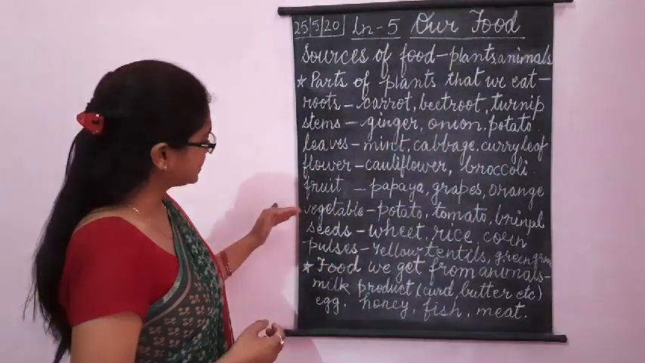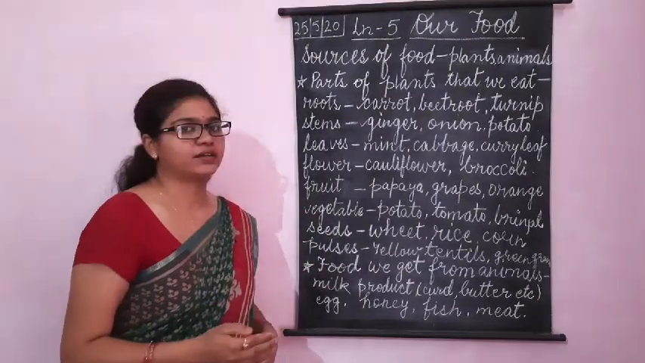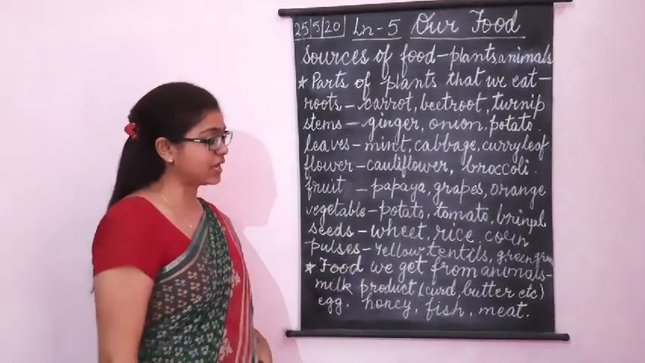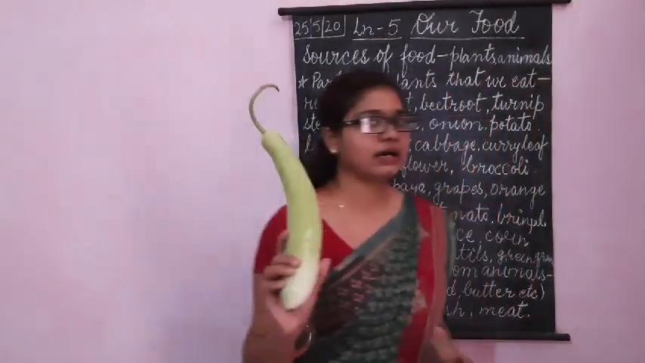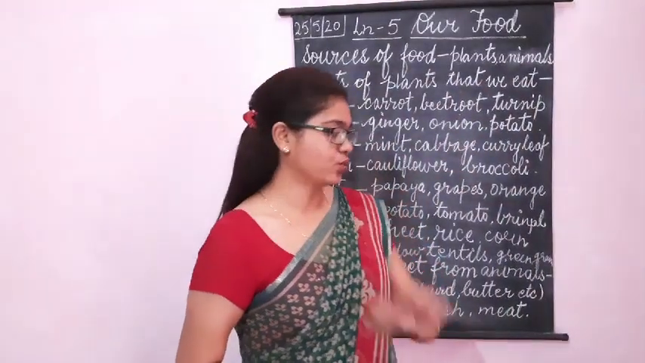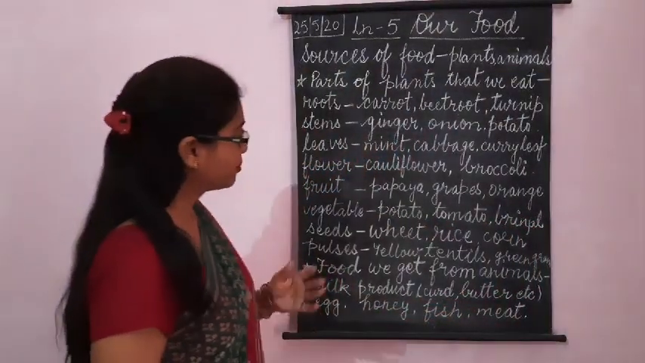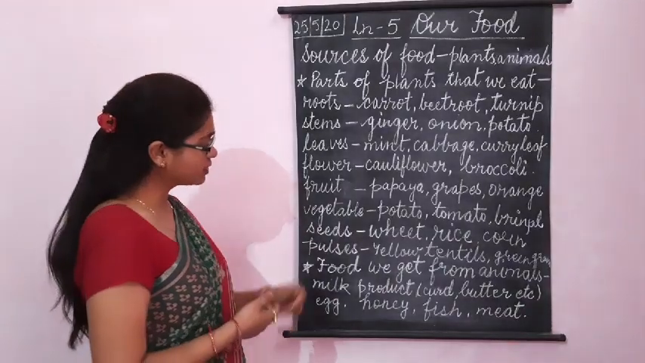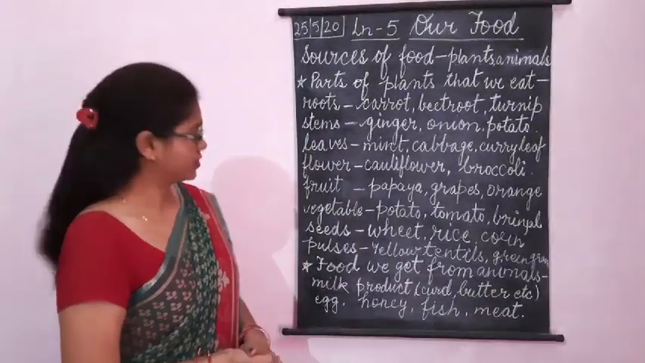The next one is vegetable. From the vegetable part, what will we get from the plant? We will get bottle gourd, potato, tomato, and brinjal, and many more things as a vegetable part from the plant.